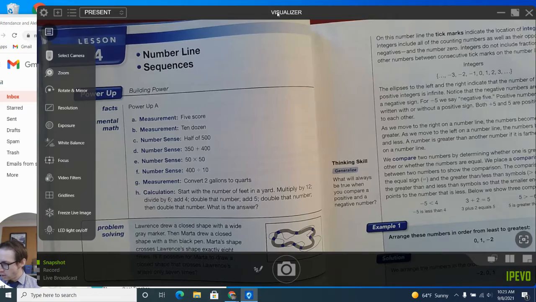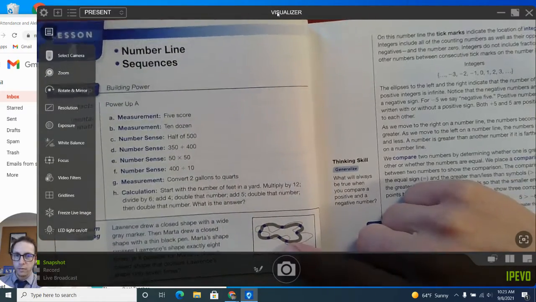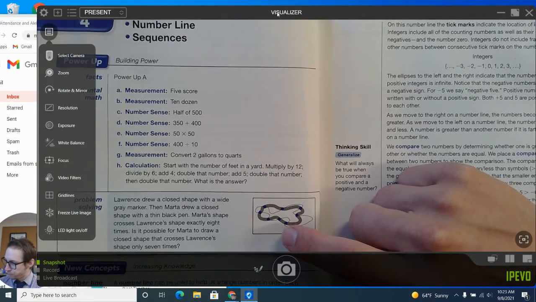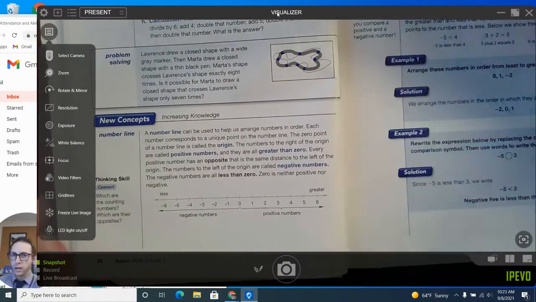Okay. New concepts. Problem solving is good. I think these are interesting little asides. I think they're a good little warm up. So I do want you to try those as well. Next thing to go over is new concepts.